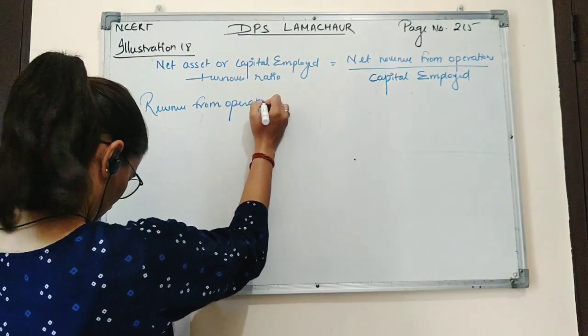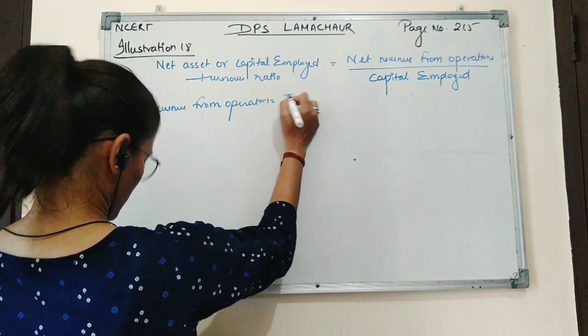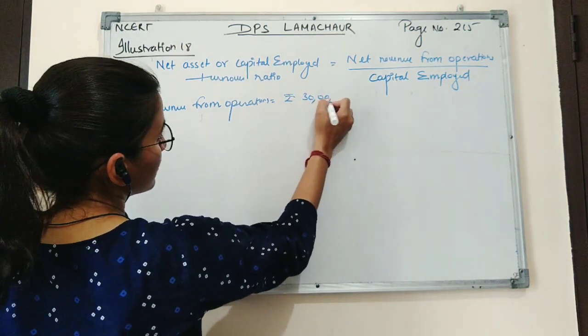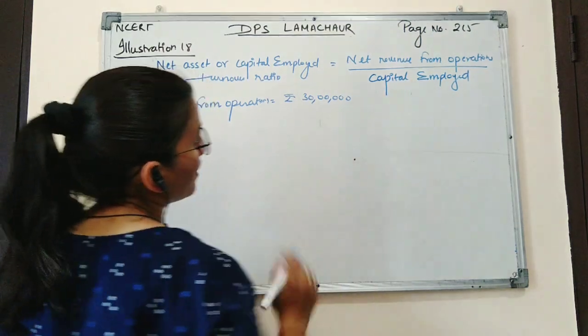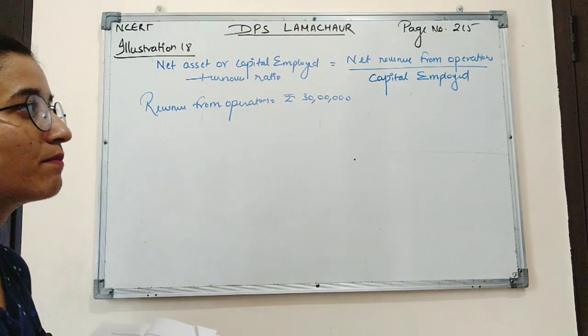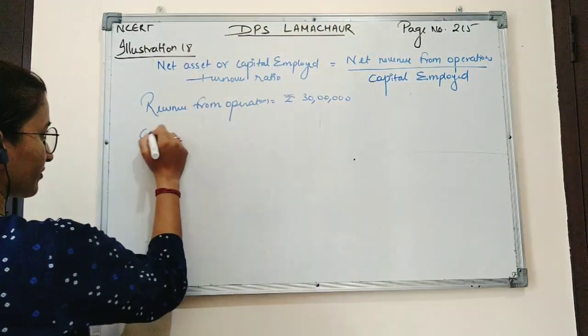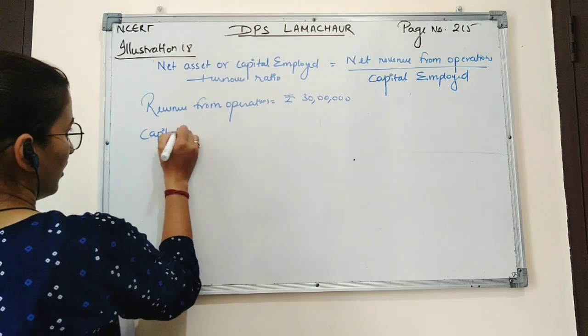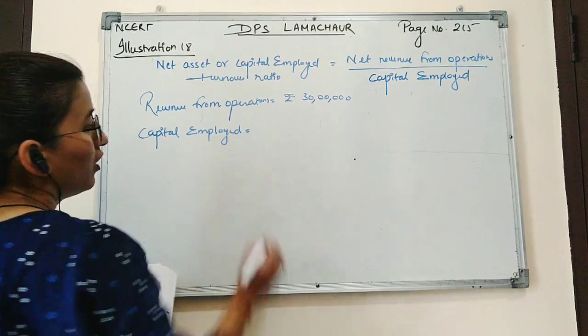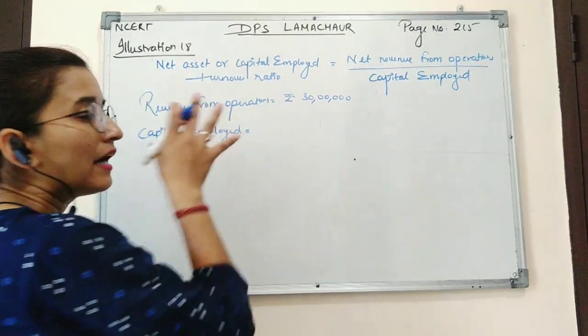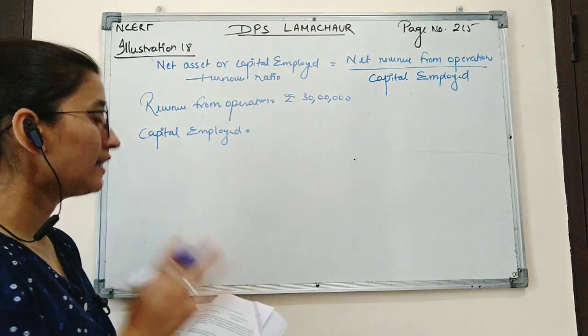Amount is rupees 30 lakhs. So now we will calculate capital employed. To calculate capital employed, we will add all the items which are included in capital.